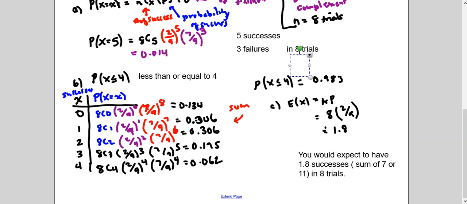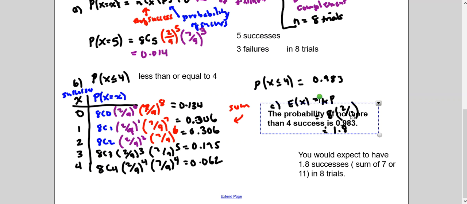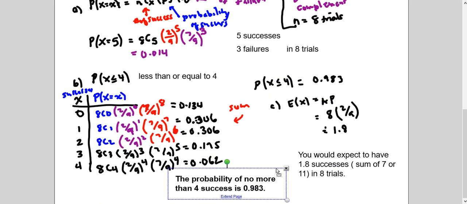All right, I'll be able to pull that of no more than 4 successes is 0.983, because the probability of success is really low, so that means the number of trials should be low as well. I'll try to find a spot for this. Put it down here. All right, so hopefully that's giving you a little bit of a clear picture with that.